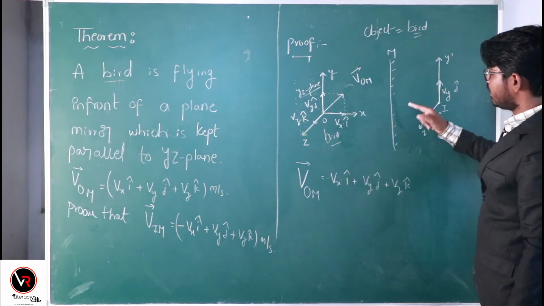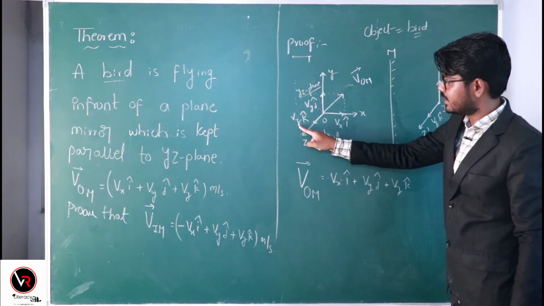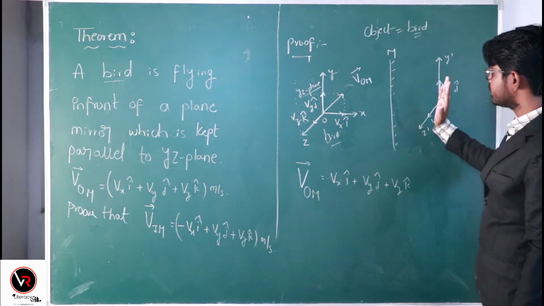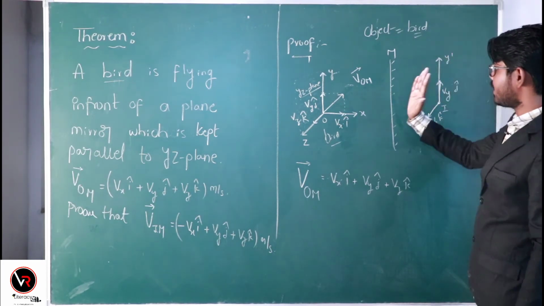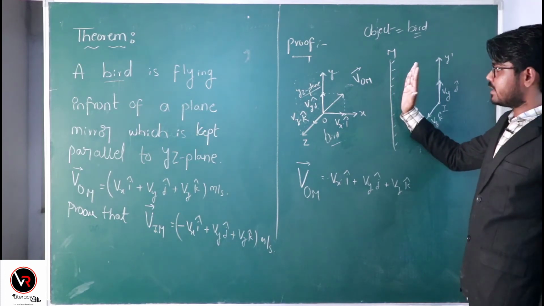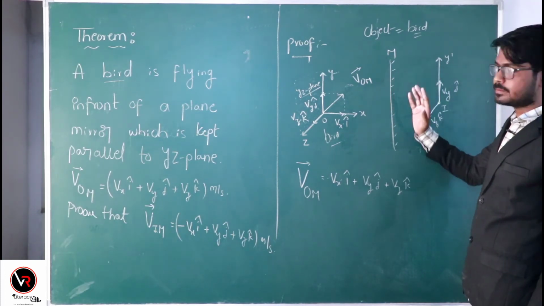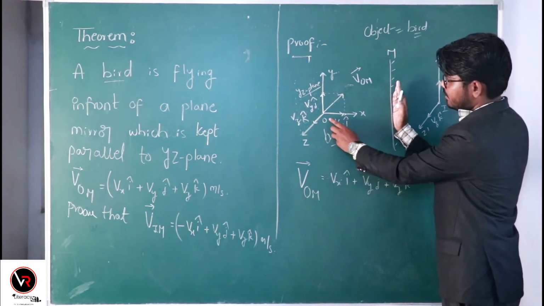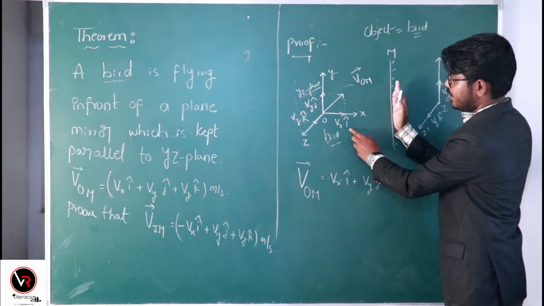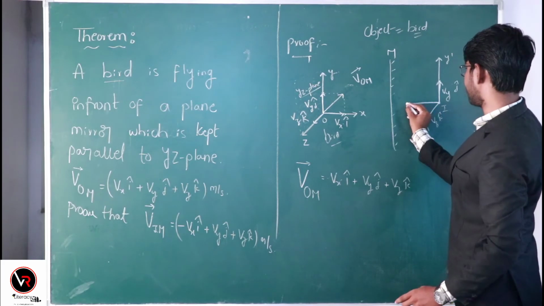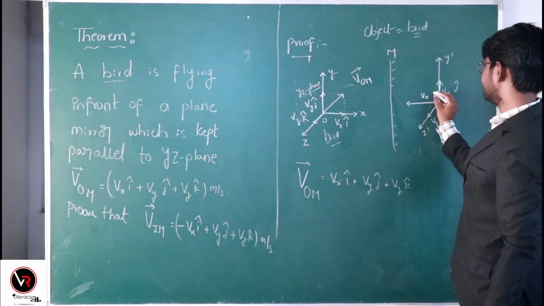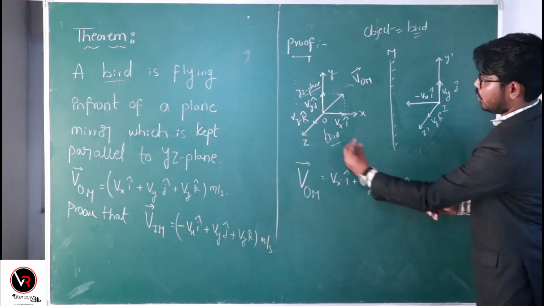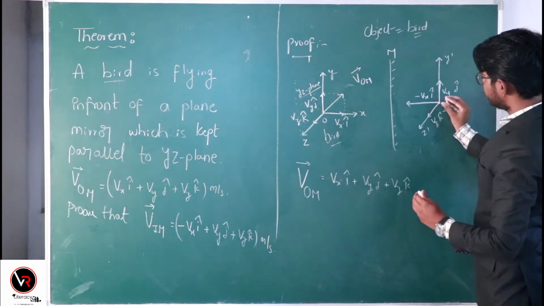The velocity of the bird along the z axis is Vz k cap. The image of the bird also has the velocity Vz k cap, because the z axis and y axis are parallel to the plane mirror. The plane mirror does not reverse the direction which is parallel to it. The x axis is perpendicular to the plane mirror. The bird has the velocity Vx i cap along the x axis, so the image of the bird also has the velocity Vx, but in the reverse direction. If the bird moves like this, the image of the bird moves like this.